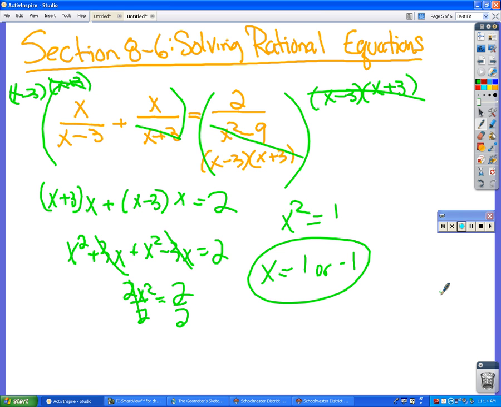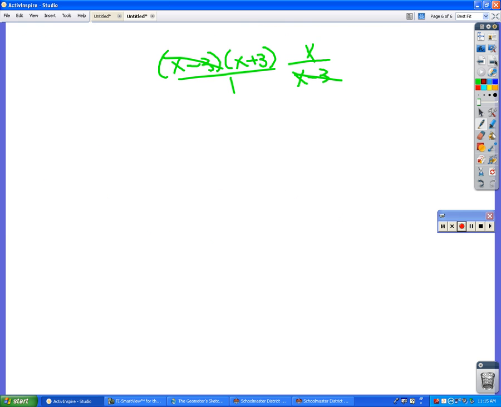So, once you get past that multiplying by the common denominator to get the fractions to cancel, then it's a piece of cake. Okay? All right, let's take a look at another one, since you guys were fairly panicked about that.